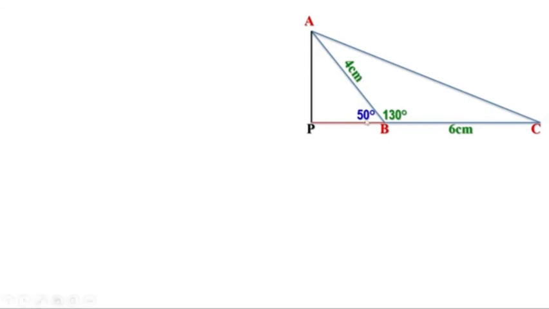Again we have to use the sine. Sine 50 is equal to AP by AB. That is AP divided by 4. Therefore AP is 4 into sine 50. Same answer as the earlier question. Because in the earlier question the angle was 50, here the angle is 130. The base and sides were the same. Okay, same. If you have doubt, try solving it yourself.